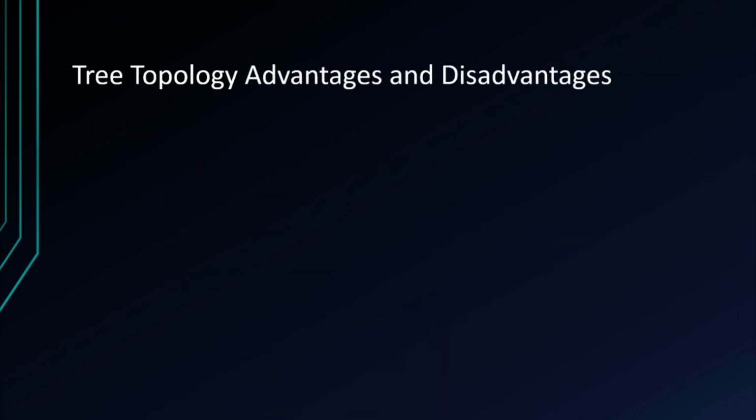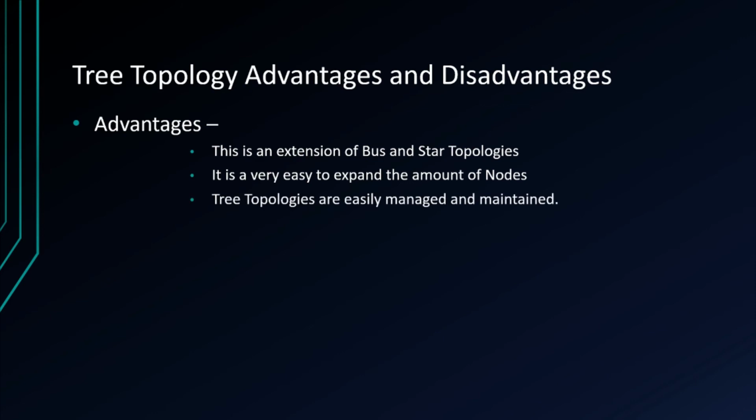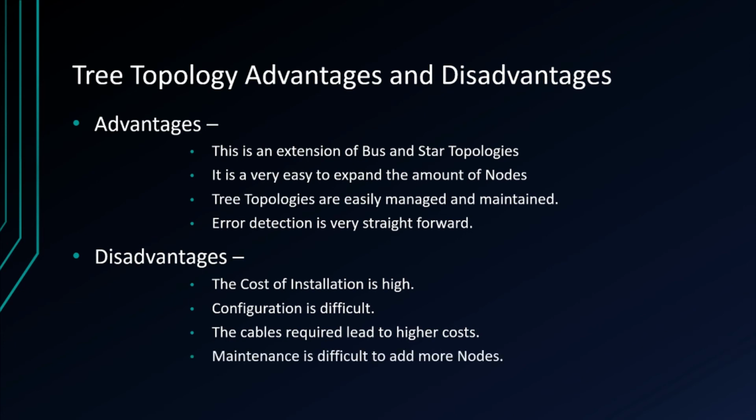So let's talk about tree topology, advantages and disadvantages. Advantages: it's an extension of the bus and star topologies. It's very easy to expand the amount of nodes. Tree topologies are easily managed and maintained, and error detection is very straightforward. Disadvantages: the cost of installation is high, configuration is difficult due to the hierarchy. The cables required lead to higher costs. Due to it being a hierarchy, it means more cable is usually needed, which bumps up the cost of maintaining and creating the network. And maintenance is difficult to add more nodes.